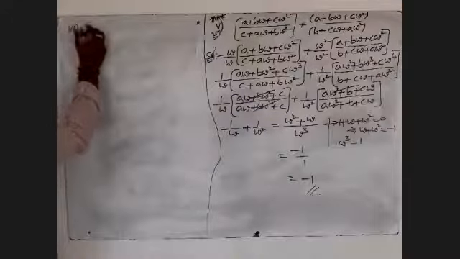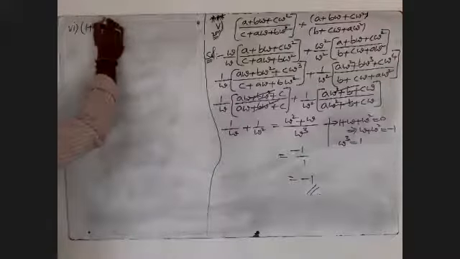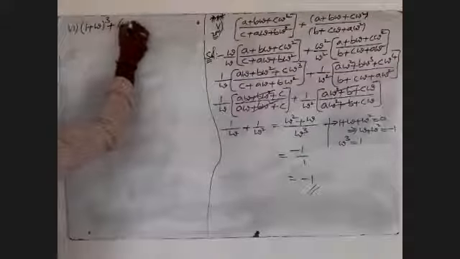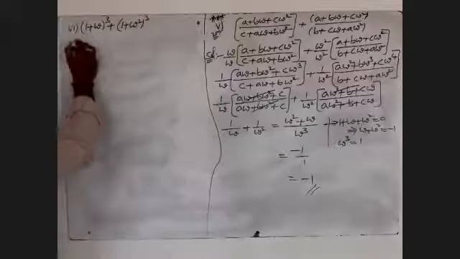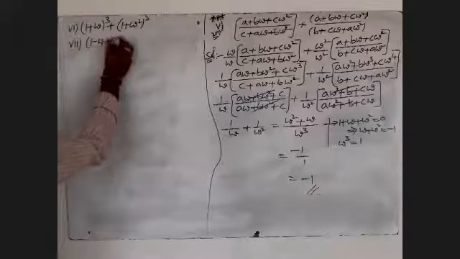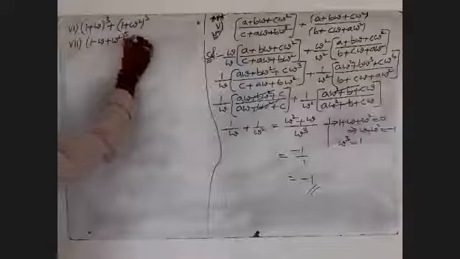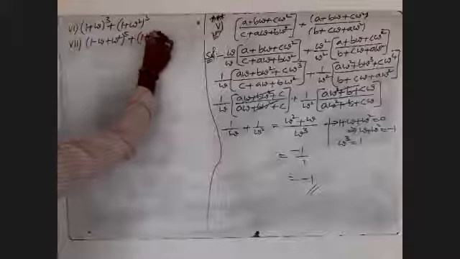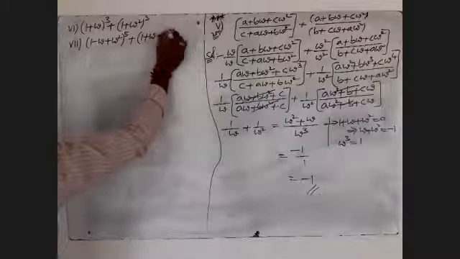Now I am going to the sixth one. What is given? 1 plus omega whole cube plus 1 plus omega square whole cube, and the seventh one is 1 minus omega plus omega square whole power 5 plus 1 plus omega minus omega square whole power 5. We have to find these two values.